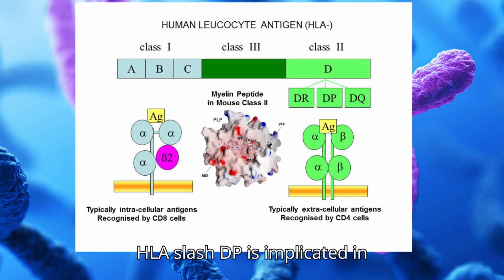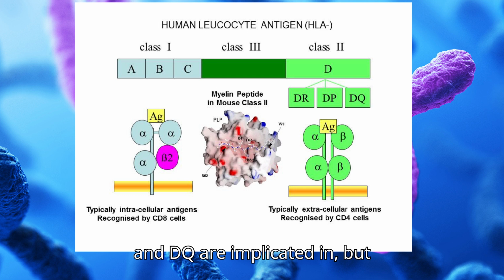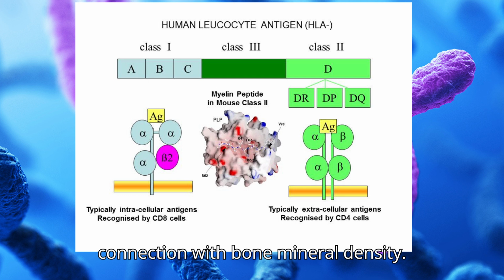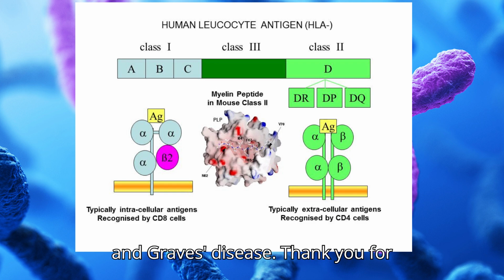HLA-DP is implicated in mostly the same things that HLA-DR and DQ are implicated in, but it has been studied in depth for its connection with bone mineral density, hypothyroidism, hepatitis B, and Graves' disease.